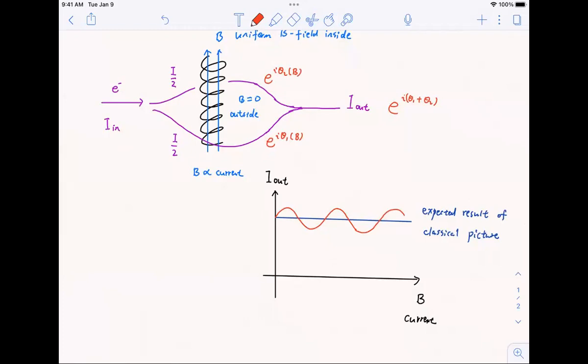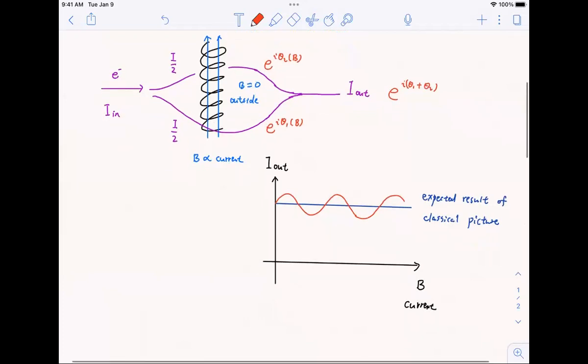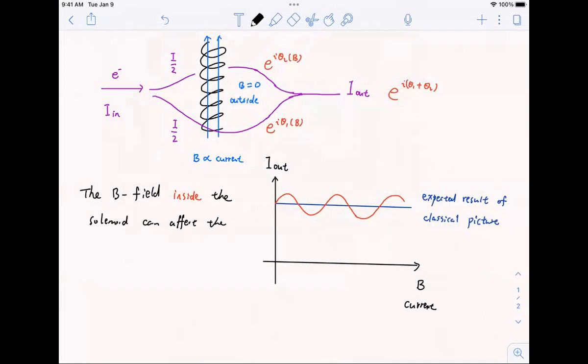So now the surprising result is this: the B field inside the solenoid can affect the particle outside the solenoid. So this is the surprising effect.